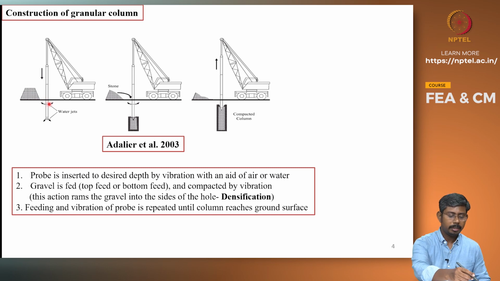which is gravel, will be fed from the top or from the bottom. So that governs the top feed or bottom feed method. When feeding the gravel through the probe, it will also be used to compact the gravel, so by radially expanding the columns and densifying the surrounding soil. So through this means the surrounding soil will get densified. So it can be seen here, the gravels are filled and progressively the column is built, and here almost the column reaches the ground surface.